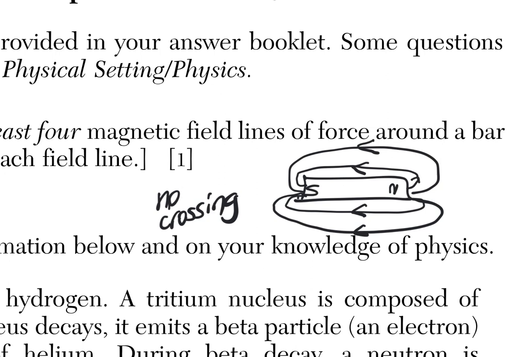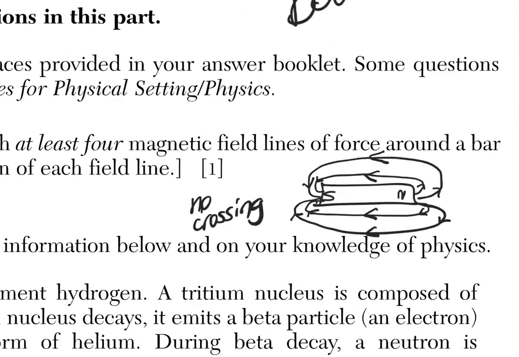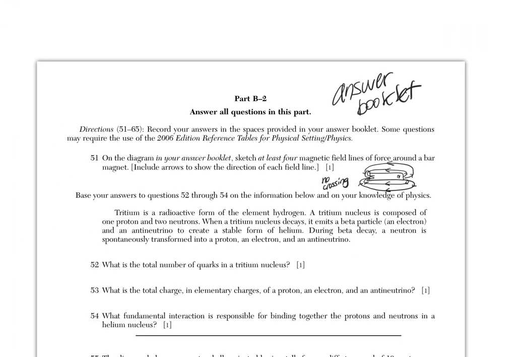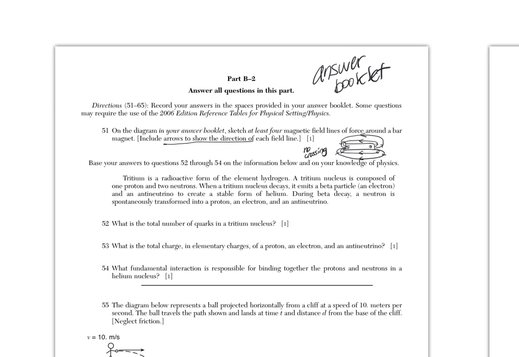So out of north, well, it looks like I crossed some lines a little bit. And then in to south. There it is. That's the answer to number 51. Include arrows to show direction. I think that should be 2 points, one for the shape, one for the direction, but nobody asked me.